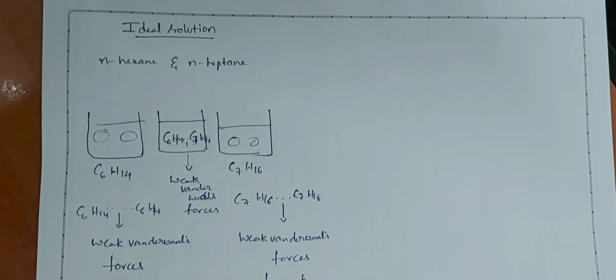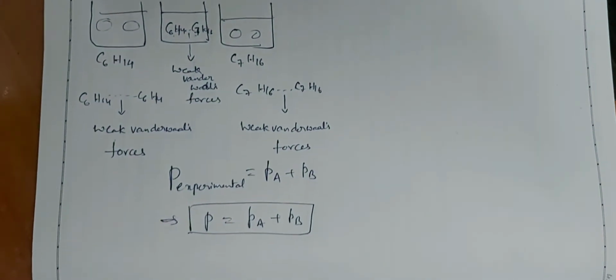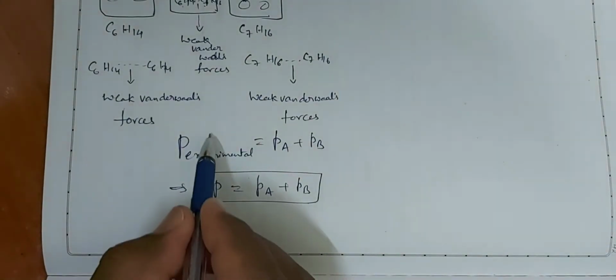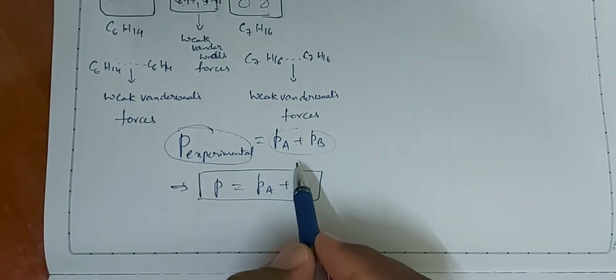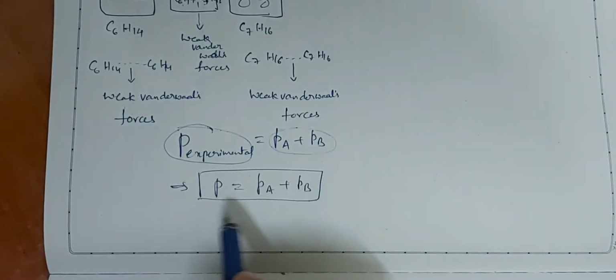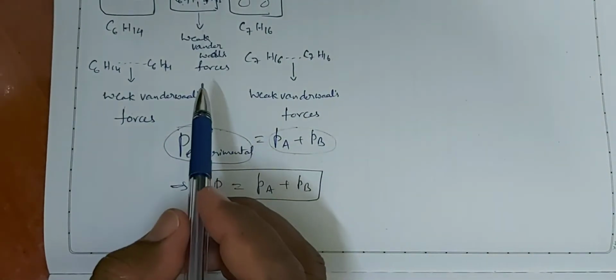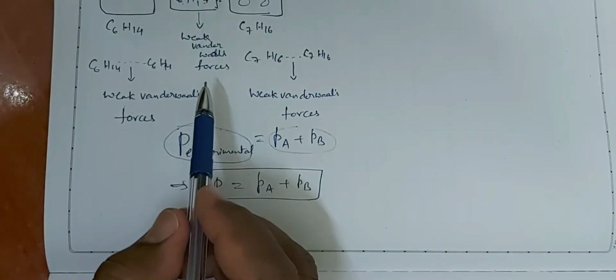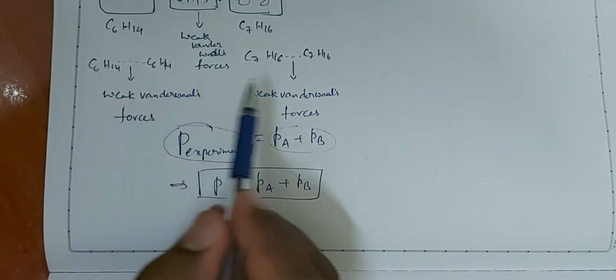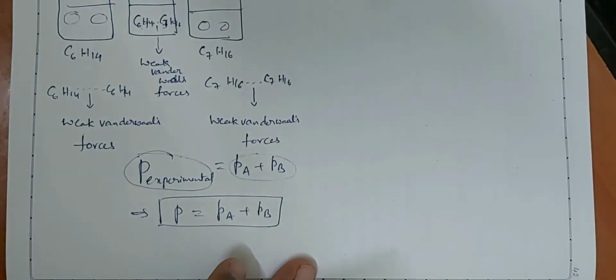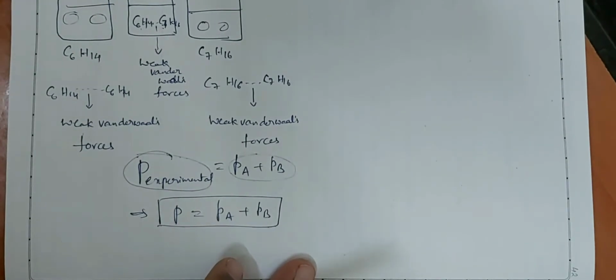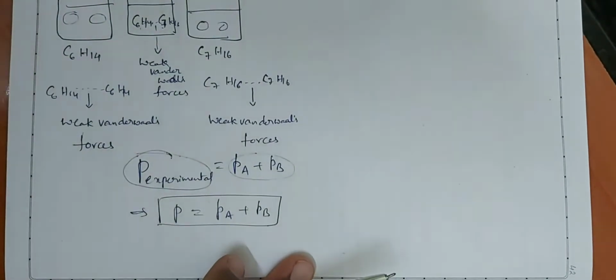Example for that, one ideal solution is N-hexane and N-heptane. P experimental is equal to PA, total pressure. This total pressure experimental is equal to PA plus PB expected, that means the calculated value. If both are the same, it is because solute-solvent attractions are the same as solute-solute attractions and solvent-solvent attractions. In this condition, ideal solutions will be formed, and these ideal solutions will obey Raoult's law at any condition.